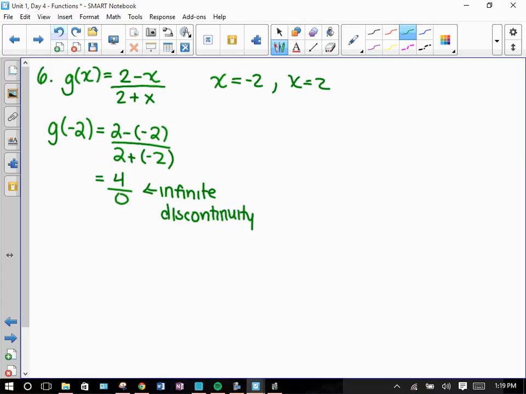Okay, and we're gonna look at this later. So we know that if it is not continuous at x equals -2, it's an infinite discontinuity, and that's a type of non-removable. Okay, non-removable. Now, we're gonna check g of 2.